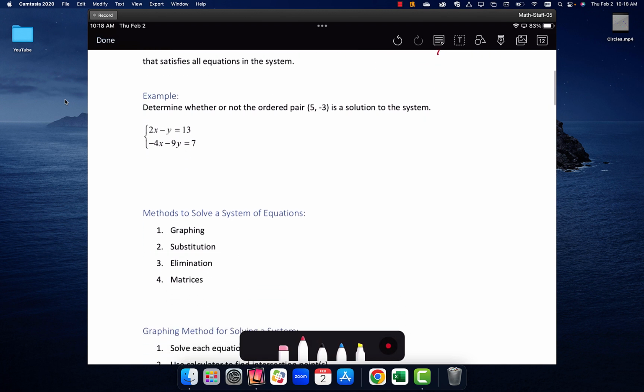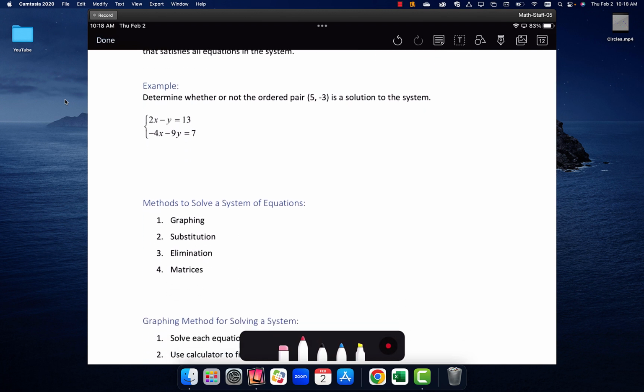For example, determine whether or not the ordered pair (5, -3) is a solution to the system. To check this, we want to make a substitution, and we really need to check both equations. We can't just check one of them. So we'll test the first one, 2x minus y equals 13, and we're going to plug in (5, -3). So we have 2 times 5 minus -3, and we're asking, is that equal to 13? 10 plus 3 equals 13, and that is a true statement.